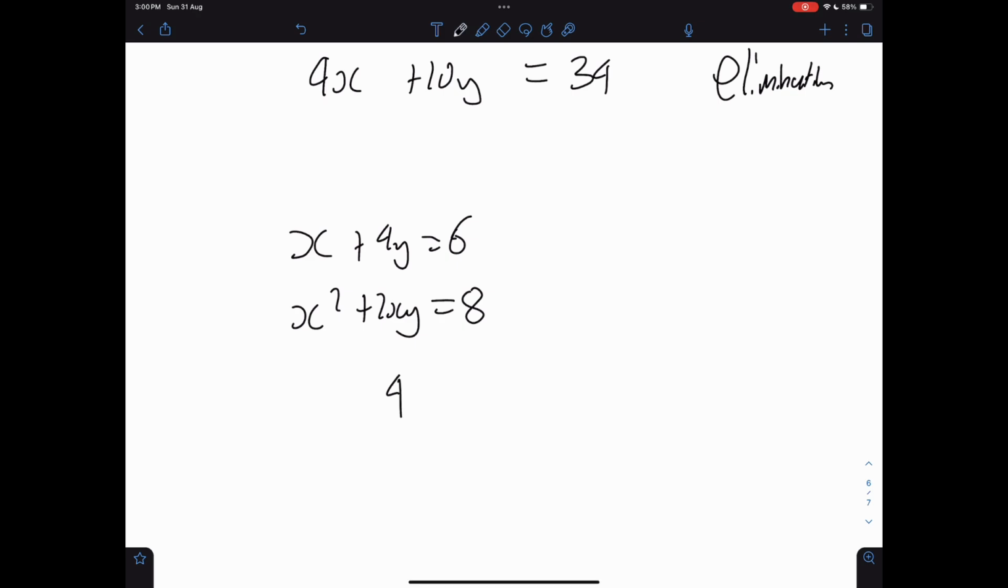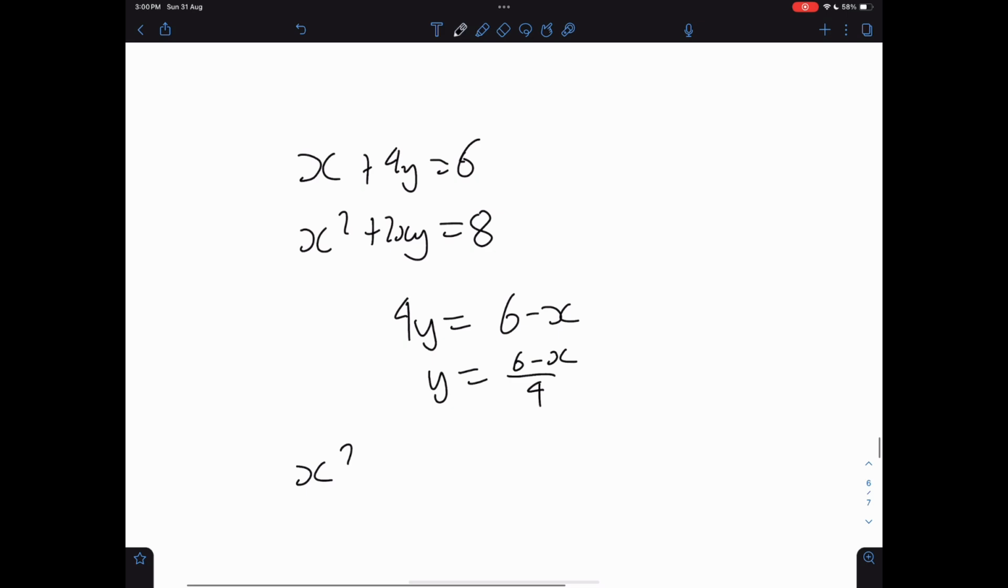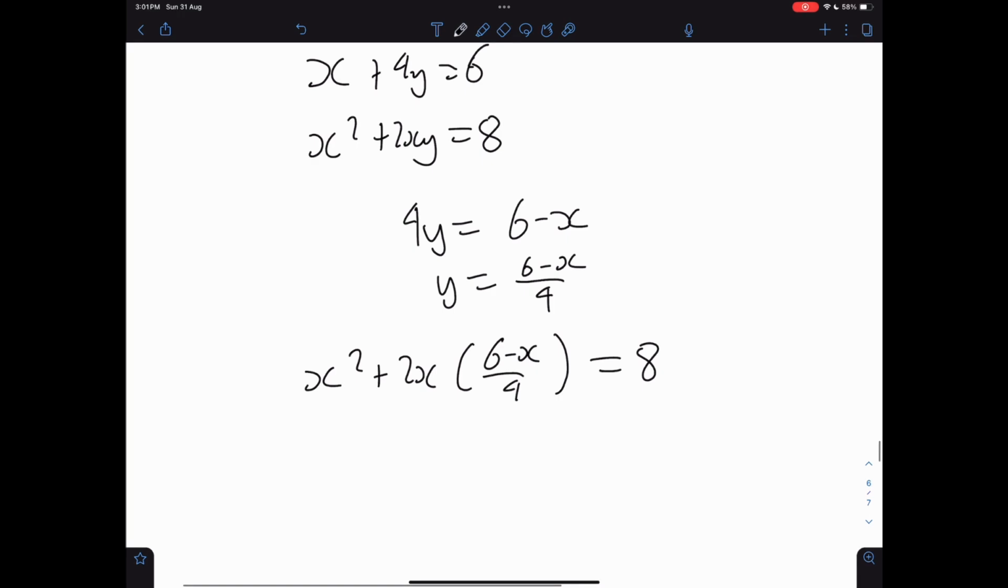we would say that y is equal to 6 minus x, and y equals 6 minus x over 4, and then we'd substitute that into the equation. And then we would solve. Because now we only have one variable, so we can solve it normally. And then after we get that x, we would substitute it back into one of the equations to also get the y, and then we'd have it solved.